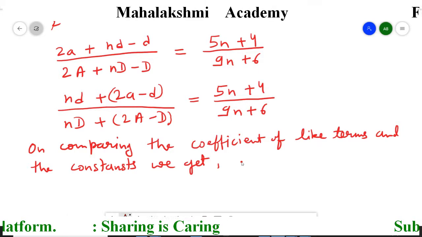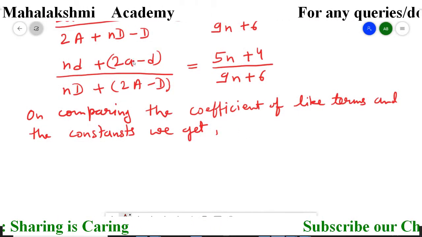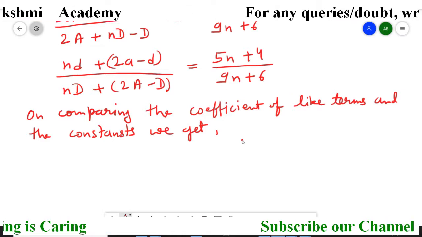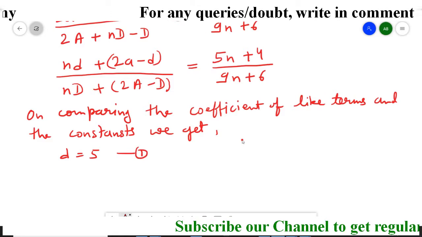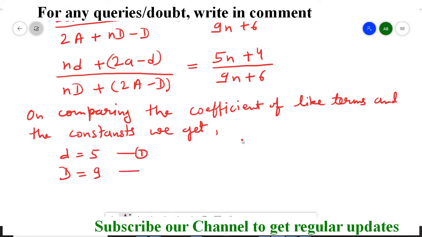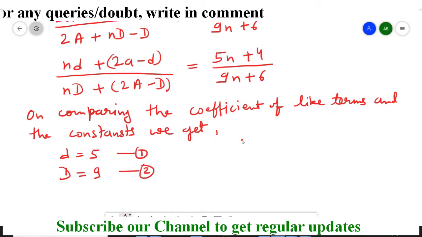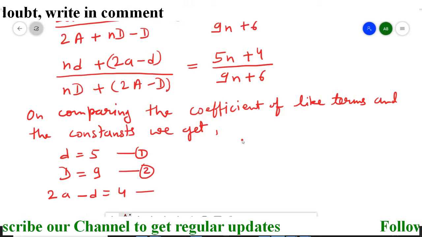Now what we are going to get, we'll write it one by one. So firstly, small d is equal to 5. We'll write here small d is equal to 5 is going to be equation 1, and capital D is equal to 9 is going to be equation 2, and 2a minus 9 is equal to 4 equation 3.